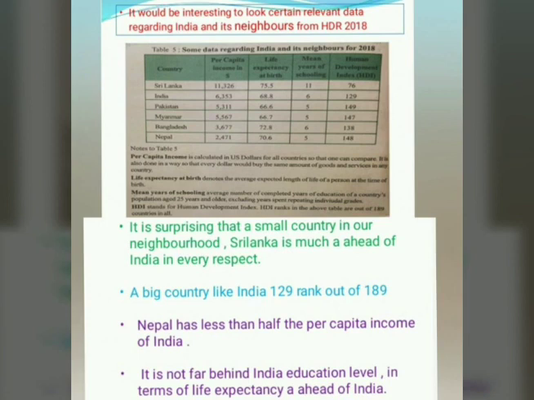It would be interesting to look at certain relevant data regarding India and its neighbors from HDR 2018. It is surprising that a small country in our neighborhood, Sri Lanka, is much ahead of India in every respect. A big country like India ranks 129 out of 189 countries. Nepal has less than half the per capita income of India, yet it is not far behind India in educational level, and in terms of life expectancy, it is ahead of India.